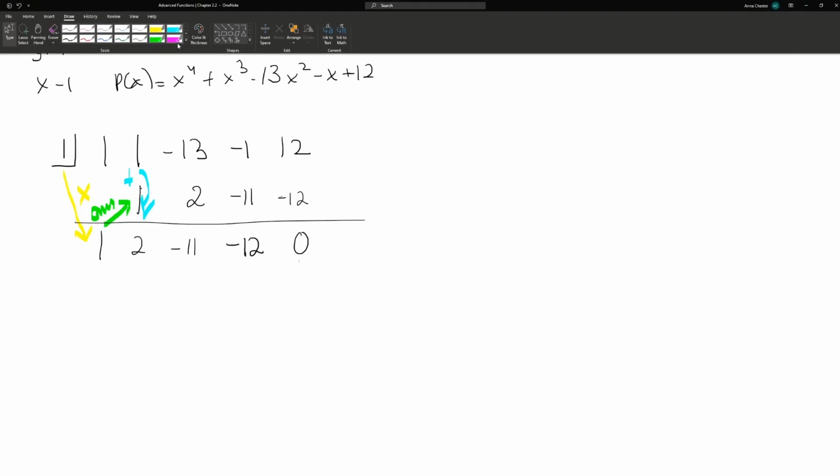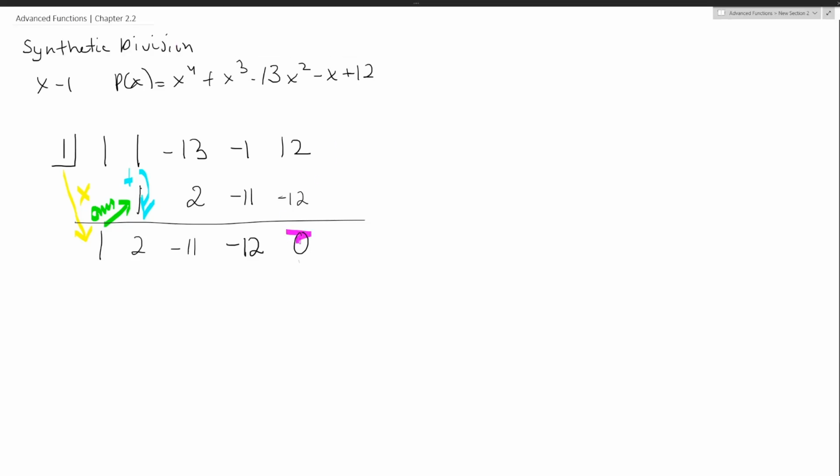Again, as I told you, this over here is our remainder. Since our remainder is 0, that means we have proven that x minus 1 is a factor of p of x. This over here is the rest of our factors. This is now x to the power 3, x to the power 2, x, and this is our constant. Remember, this was x to the power 4, x to the power 3, x to the power 2, x, and a constant. We moved it down by 1.